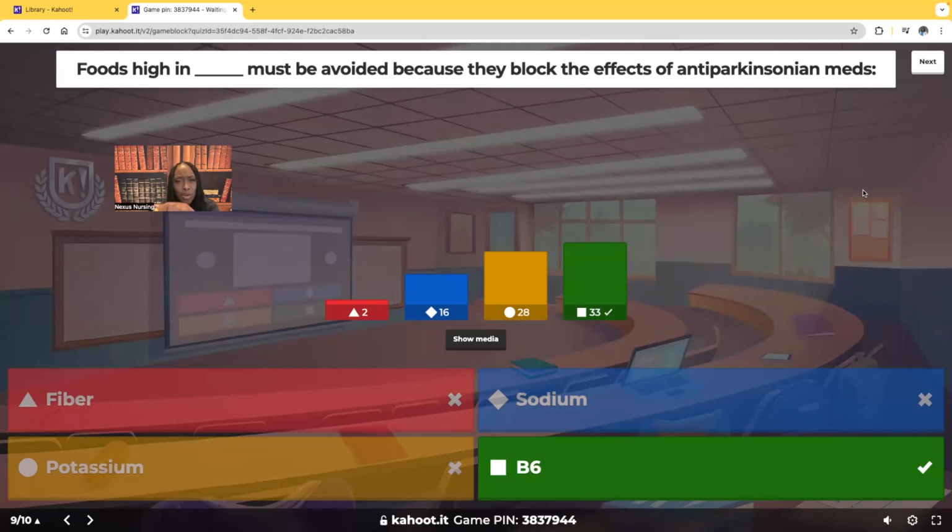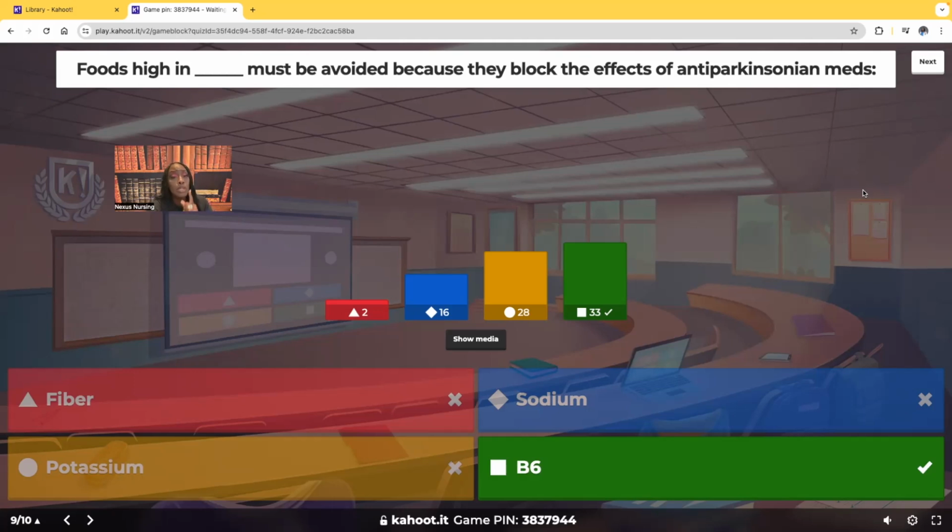But is it answering your question? It said foods high in blank must be avoided because I didn't say because it can cause cardiac dysrhythmias. That's not what the question says. It says because they block the effects of anti-Parkinsonian meds. So even though we don't want to give a patient who has Parkinson's disease and is taking anti-Parkinsonian meds too many foods high in potassium, we don't want to cause them to have cardiac dysrhythmias, but the question's not asking about cardiac dysrhythmias. They're asking about what is going to block the effects of anti-Parkinsonian meds.